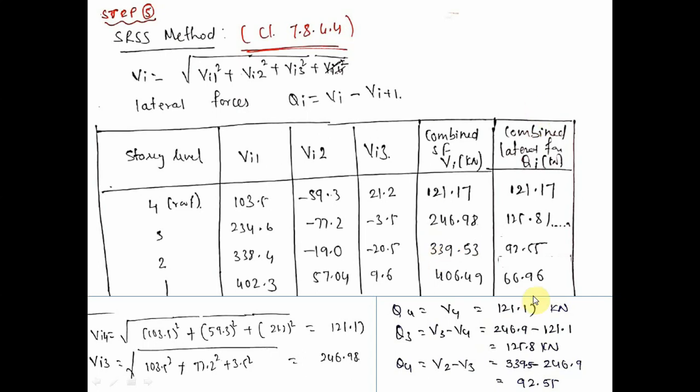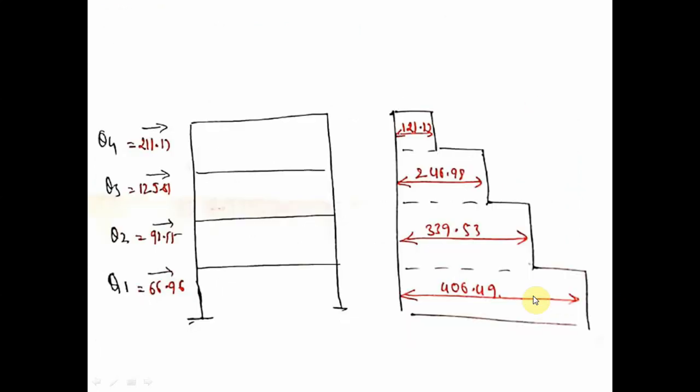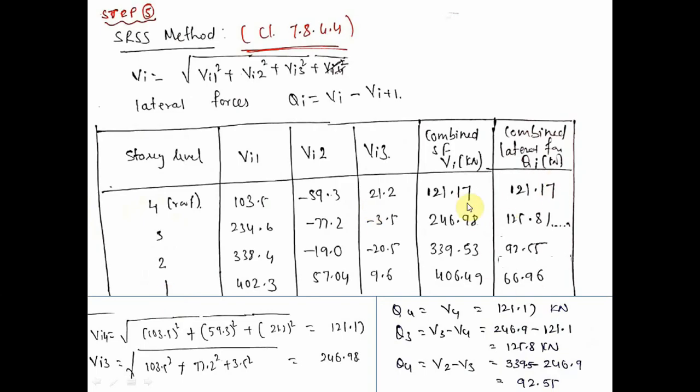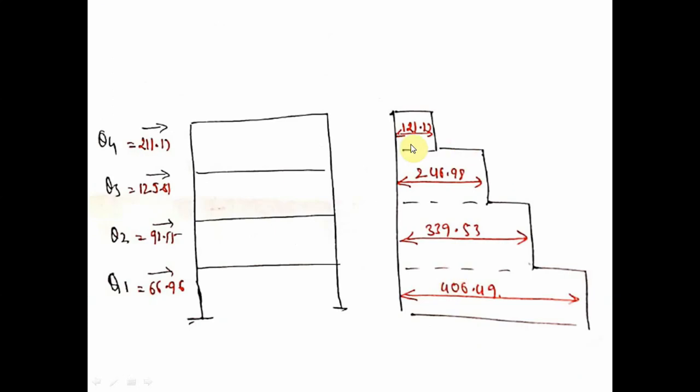This completes the problem. Now put a diagram to show it. So these are Q values 211, 125, 92, 66. This is the combined value. So this completes the problem.